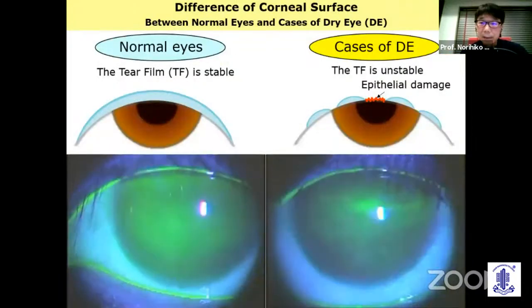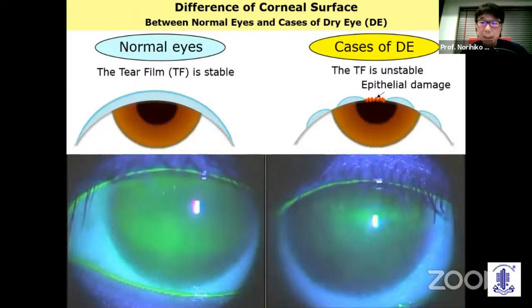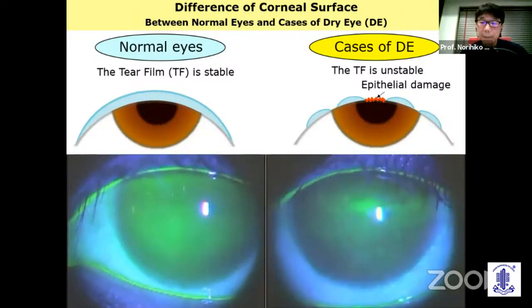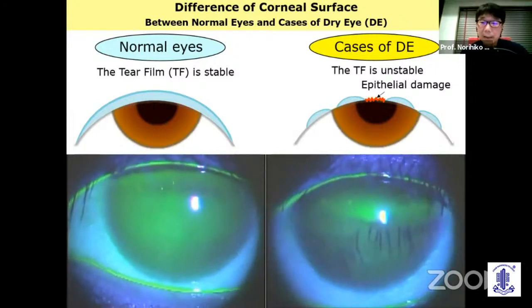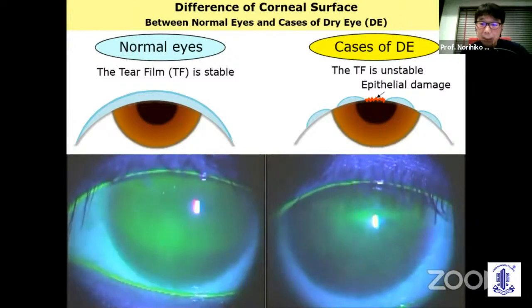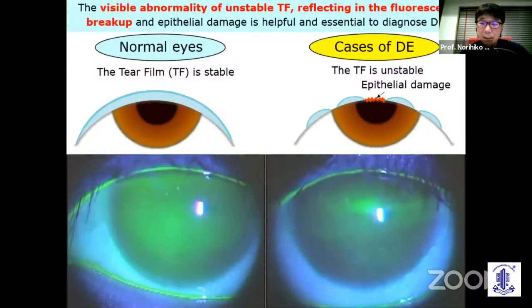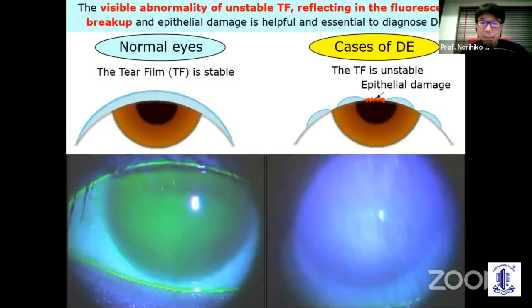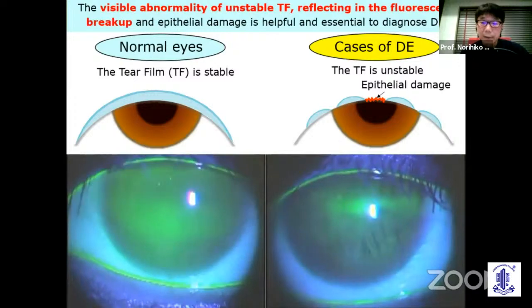This slide illustrates the difference of corneal surface between normal eyes and cases of dry eye. As seen in those movies, in normal eyes, the tear film is stable and is not easily broken up, even when the eye is kept open. In contrast, in cases of dry eye, the tear film is unstable and easily breaks up with resultant epithelial damage. The visible abnormality of unstable tear film, reflected in the fluorescein breakup and epithelial damage, is helpful and essential to the diagnosis of dry eye.